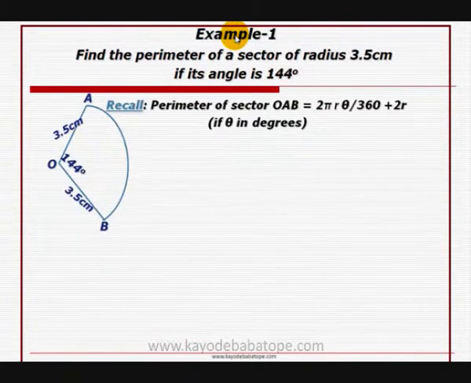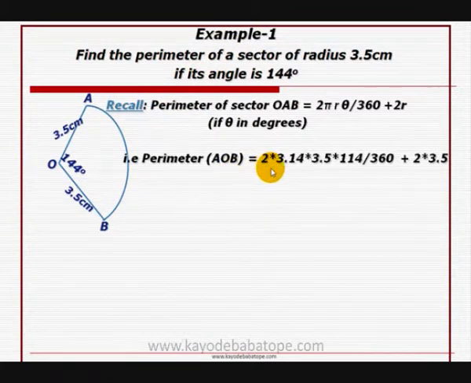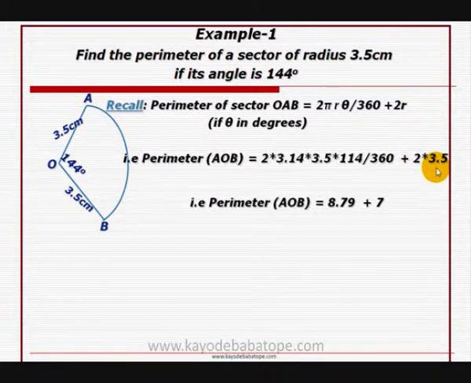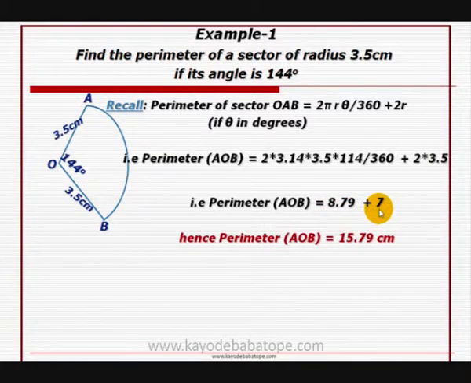Therefore, in our own case, perimeter will be 2 times pi times radius, which is 3.5, times 144 degrees divided by 360 plus 2 times radius, which is 3.5. That gives us 8.79 plus 7. And that gives us perimeter of OAB equals 15.79 centimeters.